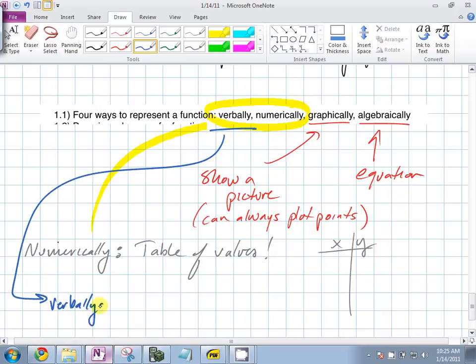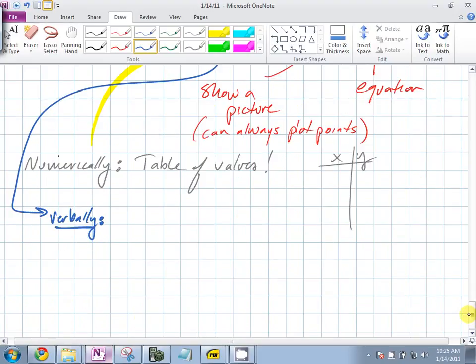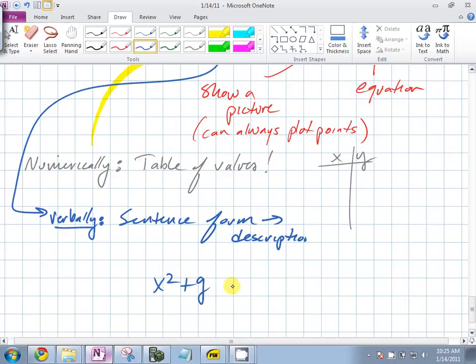What's a verbal description of a function? Yeah, it's in sentence form. Yeah, it's a description. Now, here's the thing. It's not saying, if I said, here's an algebraic x squared plus 9. Here's an algebraic representation of f of x. A verbal representation kind of is saying you could write out x squared plus 9. You square every input value and you add 9 to it. That's fine. It would be nice if you're a little bit more descriptive.